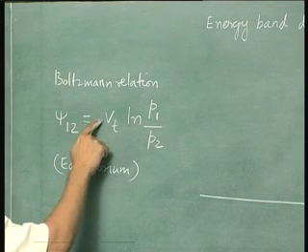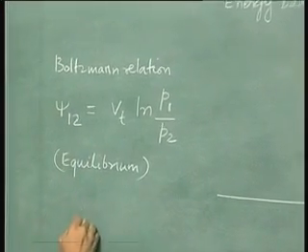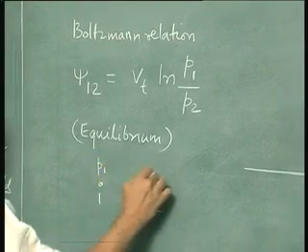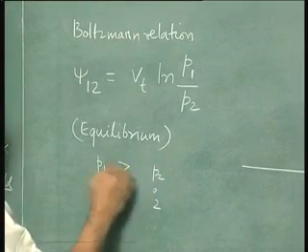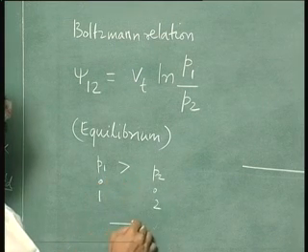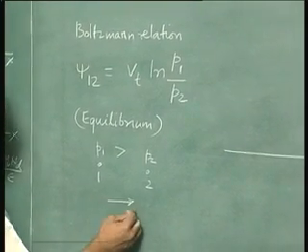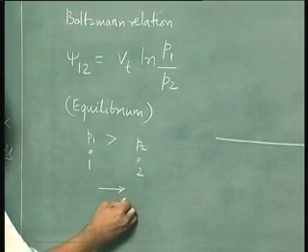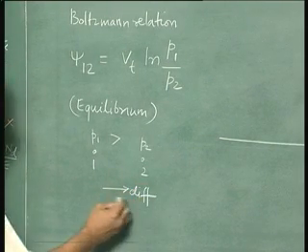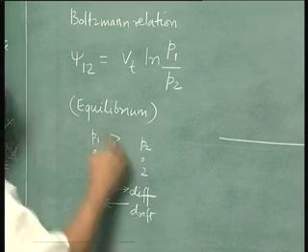Let us check whether we need a negative or a positive sign here. You see, if this is point 1 and this is point 2, and if P1 is more than P2, then there will be a tendency for holes to move from left to right. So this is the diffusion tendency of holes. It has to be balanced by the drift tendency, because this is under equilibrium.